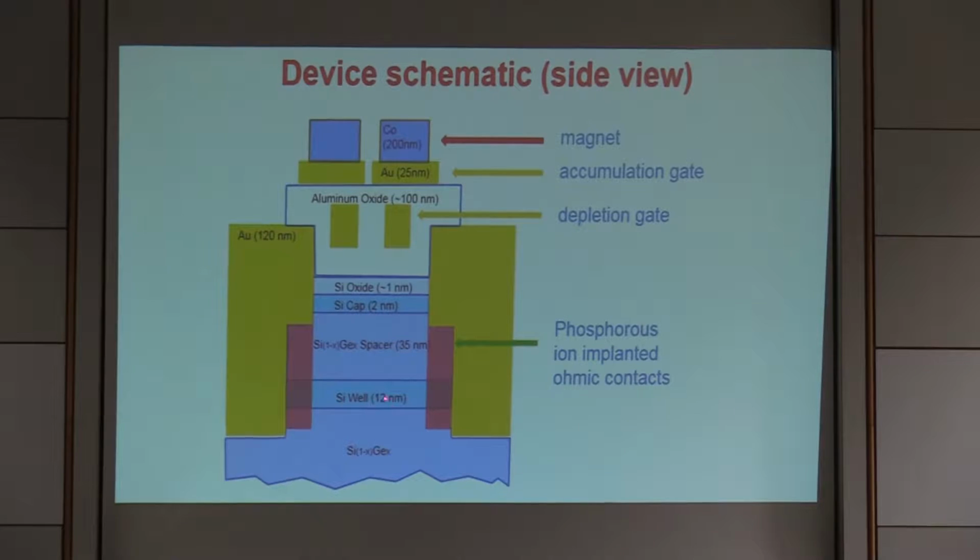There is the silicon quantum well, roughly 10, 12 nanometer, 40 nanometer below the surface. Usually the percentage of germanium that people use nowadays is of the order of 30%. And then there is the fine gate, oxide, again oxide, accumulation gate, and cobalt micromagnet. And the ohmic contacts are realized by phosphorus ion implantation.